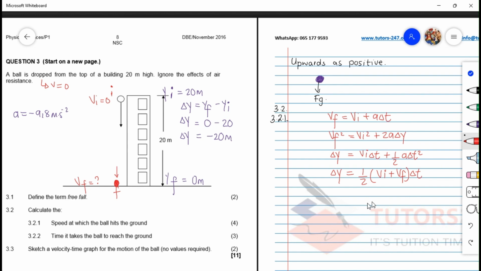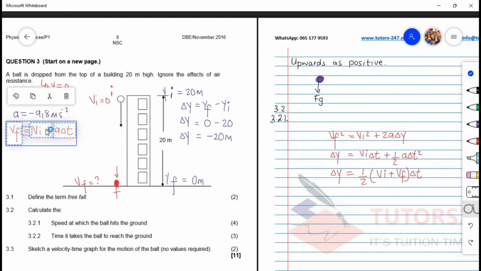Let's have a look at our first formula. We have Vf equals Vi plus a delta t. We are looking for Vf. We have Vi, we have a, but we do not have time, so we cannot use our first formula. So let's put it aside in case we might need to use our formulas later on. That way I don't need to rewrite them.